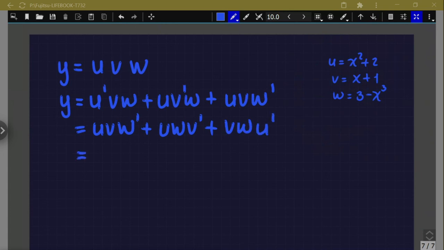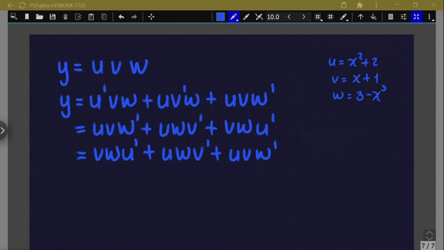You can do it that way, and also you can do it like this: vw u prime plus uw v prime plus uv times w prime. That is another way to do it, and whichever way you decide, the results should be the same. Which of all of these do I prefer? As I told you, the last one, and that would be the product rule.